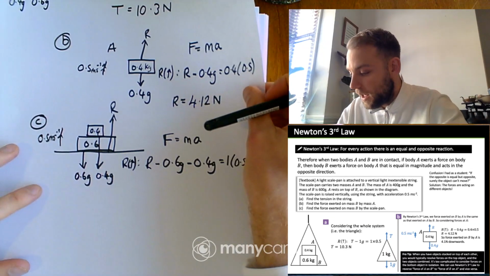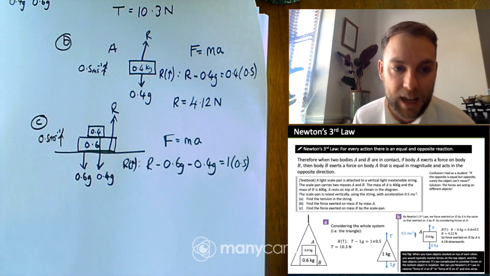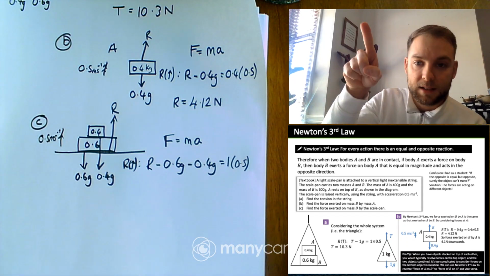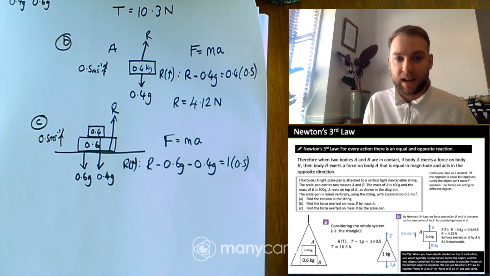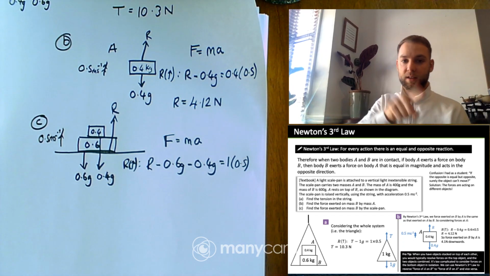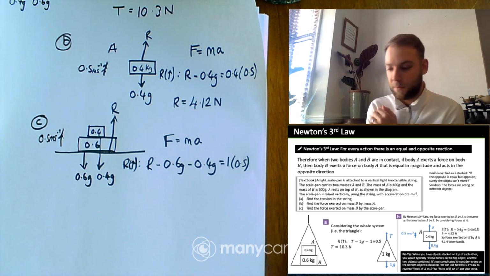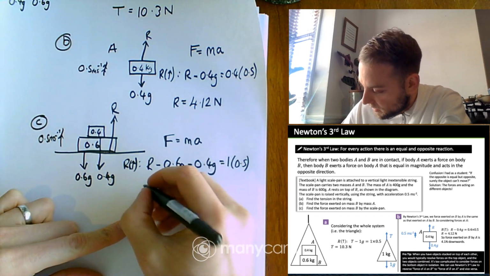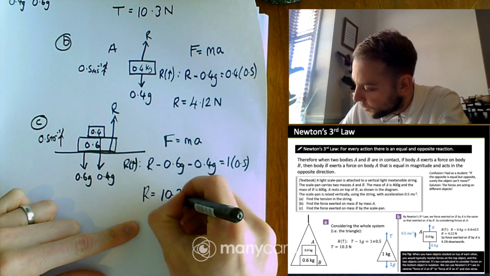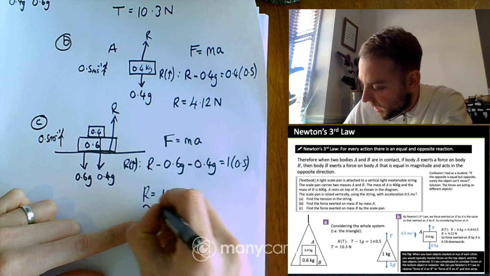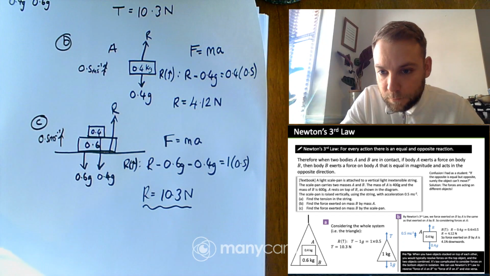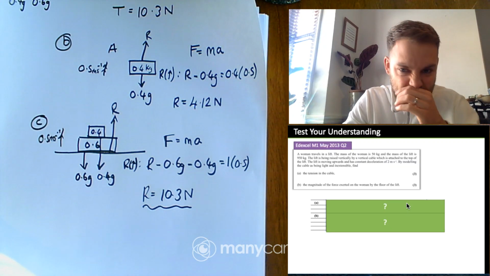So with this one here, it's exactly the same, and the reason that it's exactly the same is because the scale pan is light, so there's no weight to that. Now, there are going to be questions where we don't have that, where we do have a lift. There's the weight of a lift or the weight of the scale pan. But in this case, we can solve this. It's going to be exactly the same. So R is equal to 10.3 newtons there, like that, which is exactly the same as the tension, what I said before. So let's have a look now at the next question.